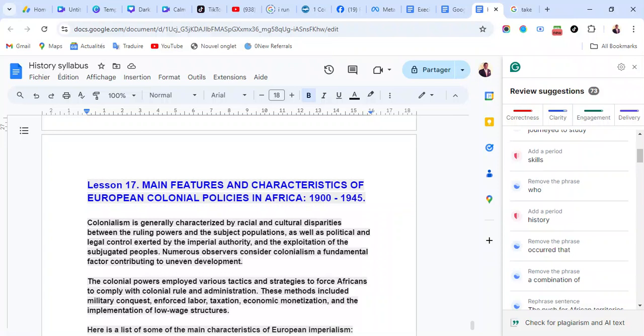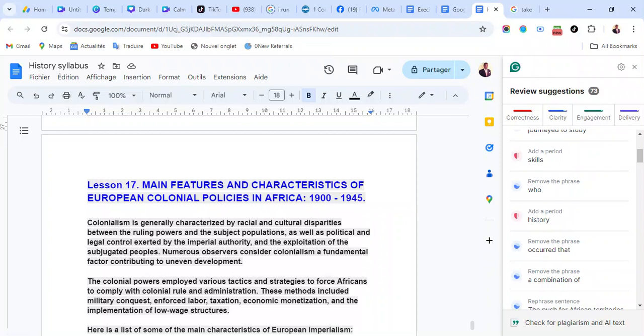Today's class, we are at lesson 17, our history class. As you can see here, we are talking about the main features and characteristics of European colonial policies in Africa, 1900 to 1945. So, what are the main features? We'll look at the main features, and we're also going to look at the characteristics of European colonial policies in Africa.